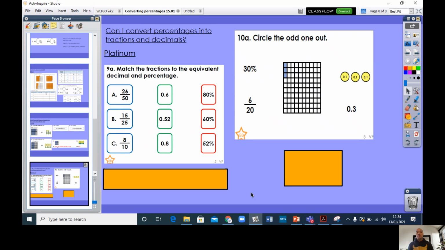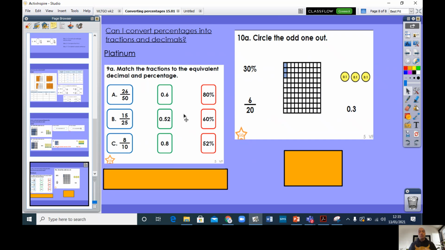This is where we're really trying to push you to greater depth. Because of some of the messages I have seen, if it is challenging, that is okay. It isn't new learning, so just have a think about what we've learnt before. For example, looking at A, it says 26 out of 50. What do we want it to be out of? We want it to be out of 100. So think, what can we do to make this out of 100? And if we make this out of 100, what does this now become? Can you then start finding the equivalent? Hopefully that helps. Please pause the video and have a go.